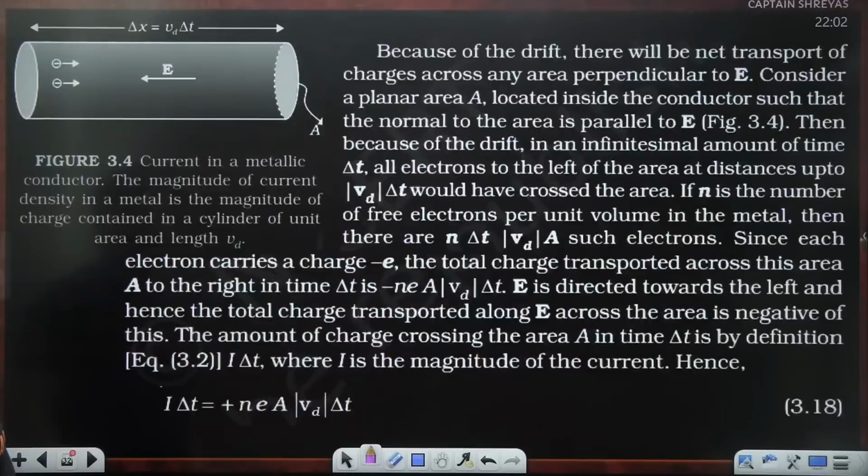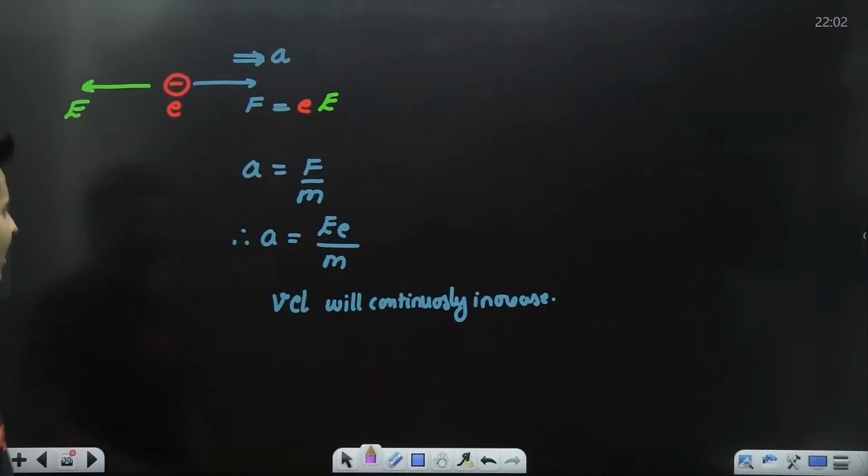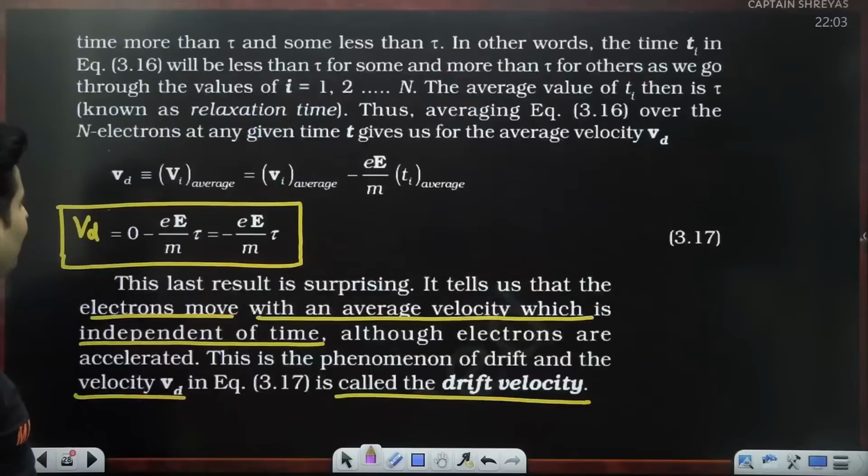Vd is equal to eE by m tau. Where did it go? eE by m tau. Sounds so nice, no? To say eE by m tau.